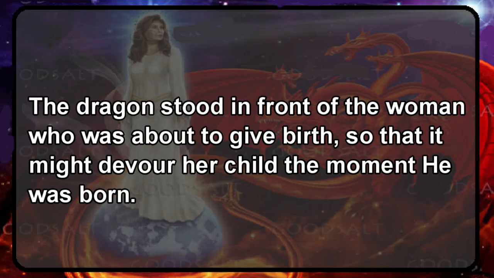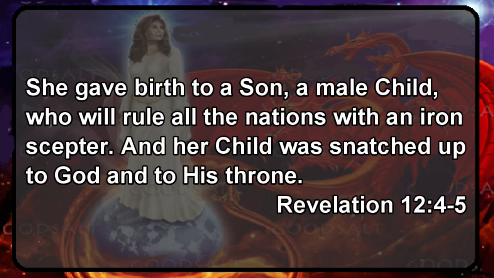Verse 4, "The dragon stood in front of the woman who was about to give birth, so that it might devour her child the moment he was born. And she gave birth to a son, a male child, who will rule all the nations with an iron scepter. And her child was snatched up to God and to his throne." So who is the child? Well, this one is obvious.